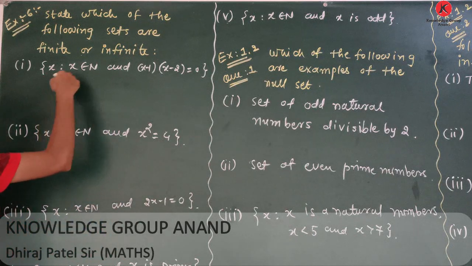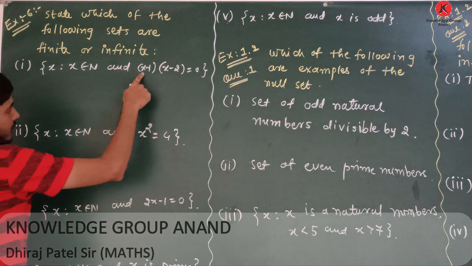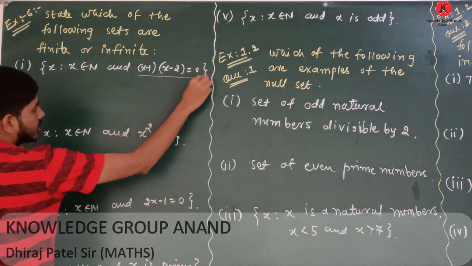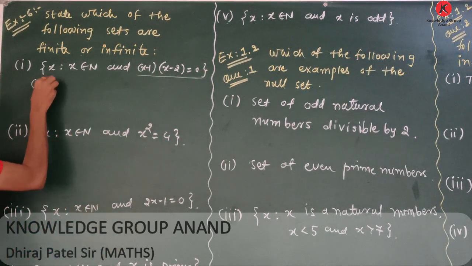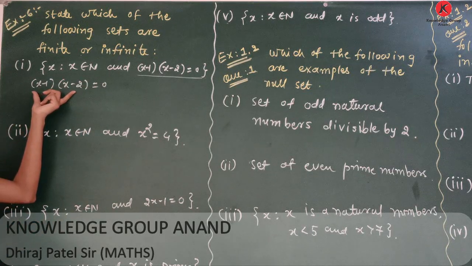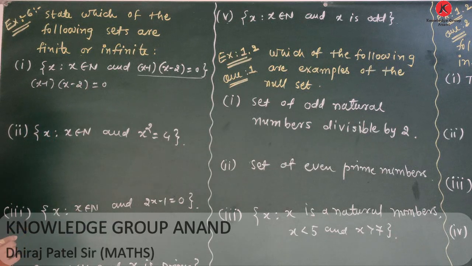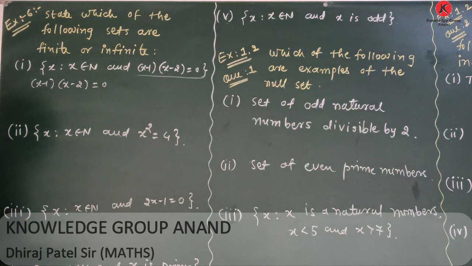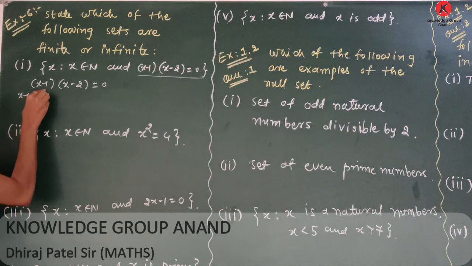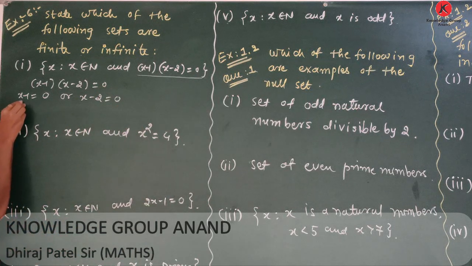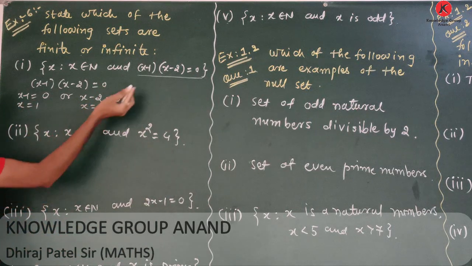The set A is x such that x belongs to N and (x minus 1)(x minus 2) equals 0. See, the equation is given (x minus 1) into (x minus 2) equals 0. The multiplication of two brackets or two factors equals 0, that means one of them equals 0. We can say that x minus 1 equals 0 or x minus 2 equals 0. Therefore, we get x equals 1 or x equals 2.